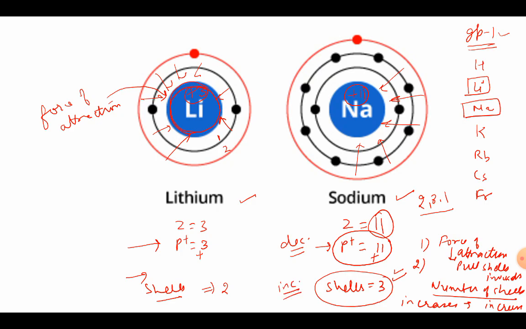Now there are two factors. One is decreasing the size and the other one is increasing the size. We need to understand that in this case the number of shells is a strong factor. It is a dominant factor. So the shells are more powerful as compared to the nuclear force of attraction. Because of that, the size of sodium is greater than the size of lithium. Okay, so we all need to understand this thing, right?